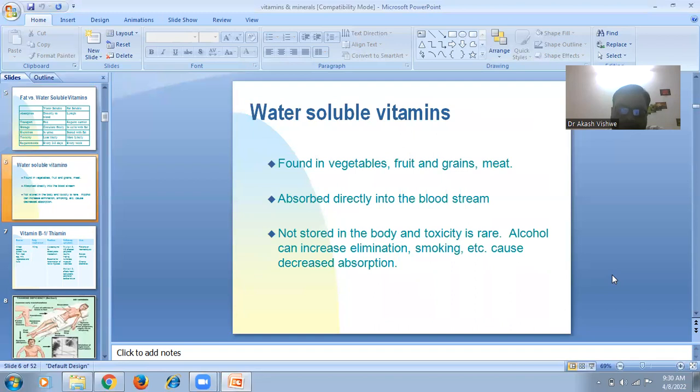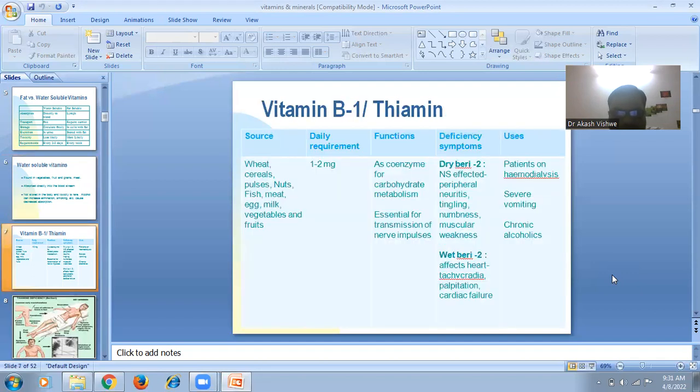Now we are going to study the water soluble vitamins. They are found in vegetables, fruits, grains, and meat. They are absorbed directly into the bloodstream, as we know earlier, and they are not stored in the body, and toxicity is rare. Alcohol can increase the elimination, and smoking, etc., cause decreased absorption of these vitamins. Now, step by step, we are going to get a detailed study about these vitamins.